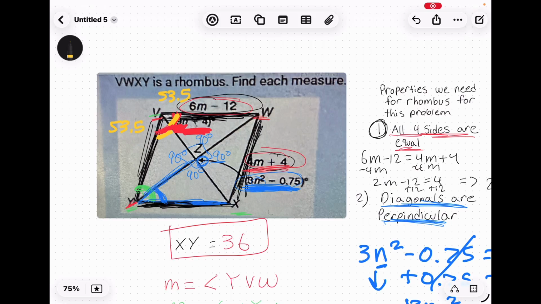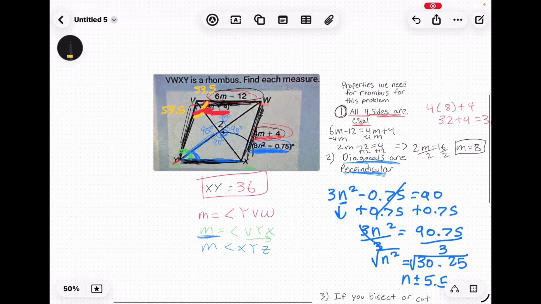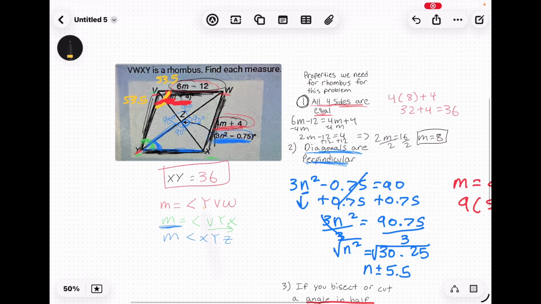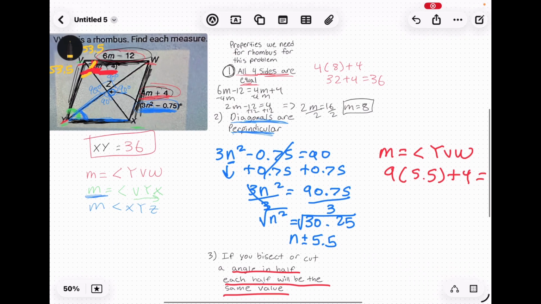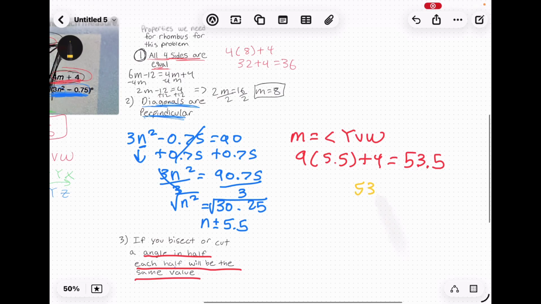I'm looking for the entire angle, right? So I have to add those two in order for me to find YVW. So 53.5 plus 53.5. If you do that math, 107.